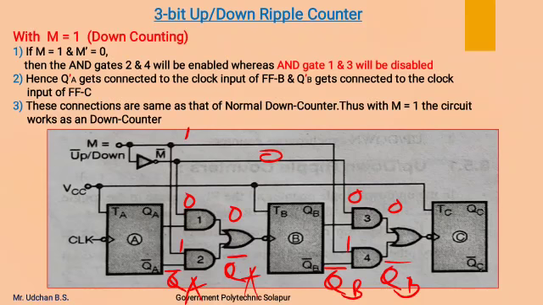So this ORing will connect the QA complement value as a clock input to this flip-flop. This ORing will connect the QB complement as a clock input to this flip-flop. So if we observe, the complemented output of the previous flip-flop is connecting as a clock input to the next flip-flop through this combinational circuit. This is the same as that of the normal down counter. Therefore we can say with M equal to 1, the counter acts as a down counter. So with M equal to 1, the AND gates 2 and 4 are active now, whereas AND gates 1 and 3 are disabled.